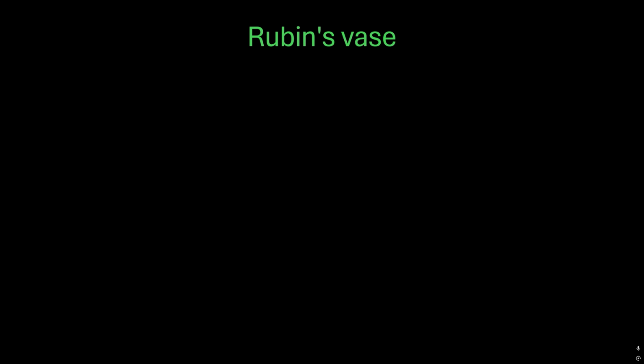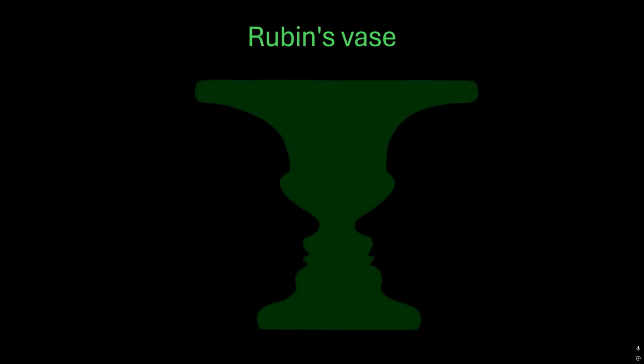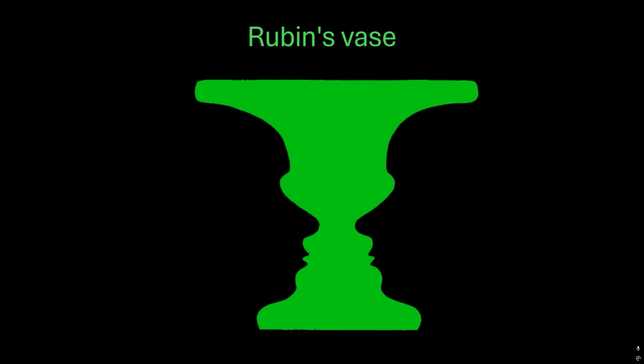Rubin's vase, another famous optical illusion. What do you see? Do you see a really interesting looking green vase? Or do you see two faces facing each other?